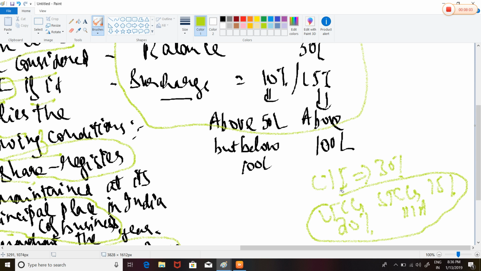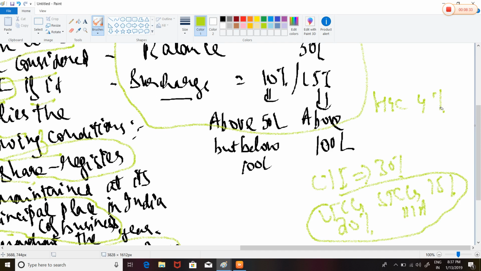It is the same for both an individual and a HUF. The surcharge applicable is 10% above 50 lakhs but below 100 lakhs, and 15% above 100 lakhs. Then HEC at 4%. Marginal relief is applicable. Okay, marginal relief is applicable.